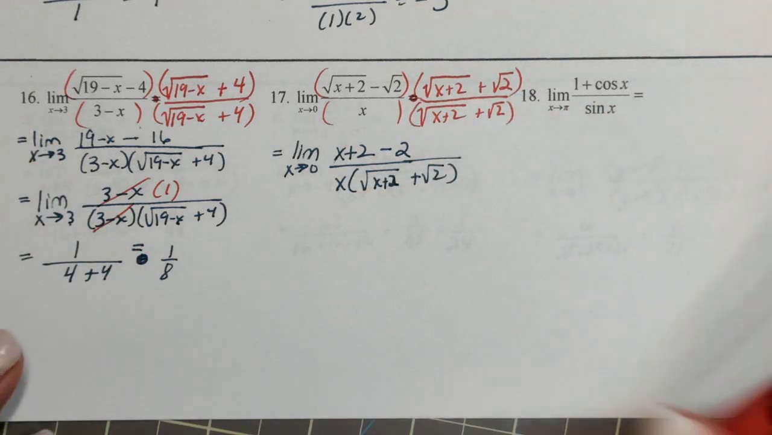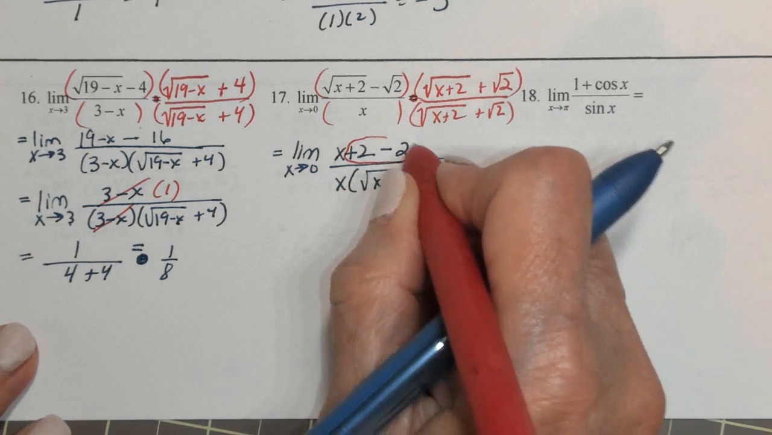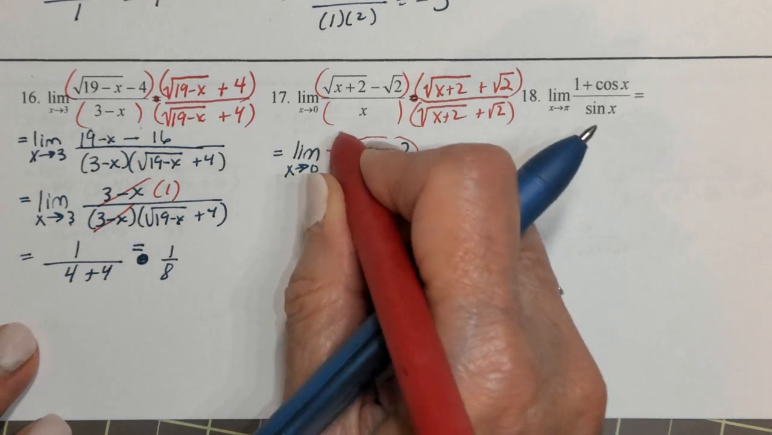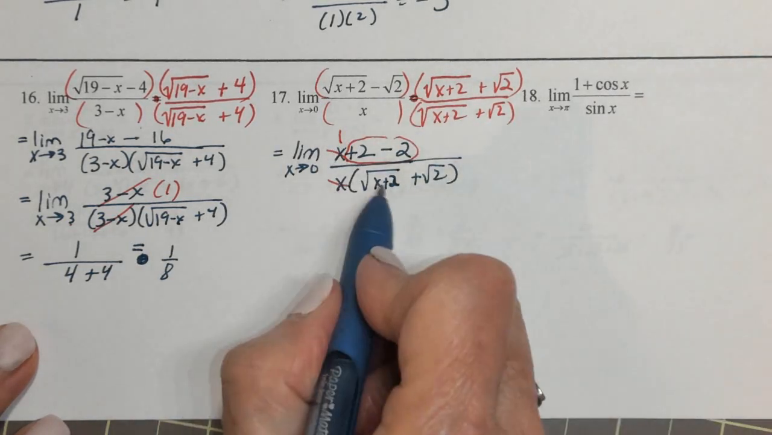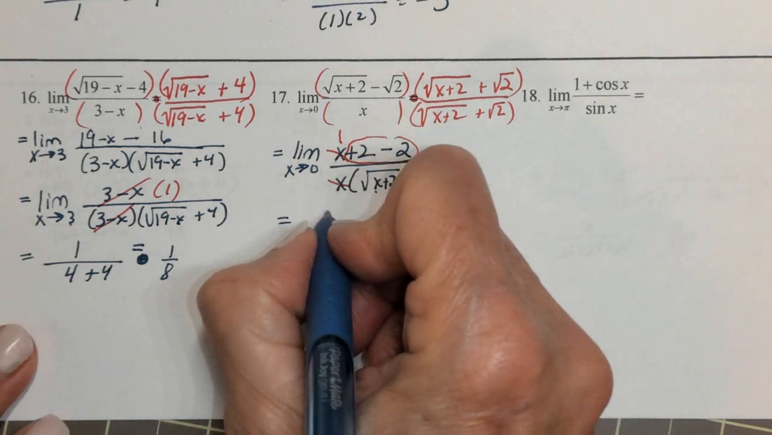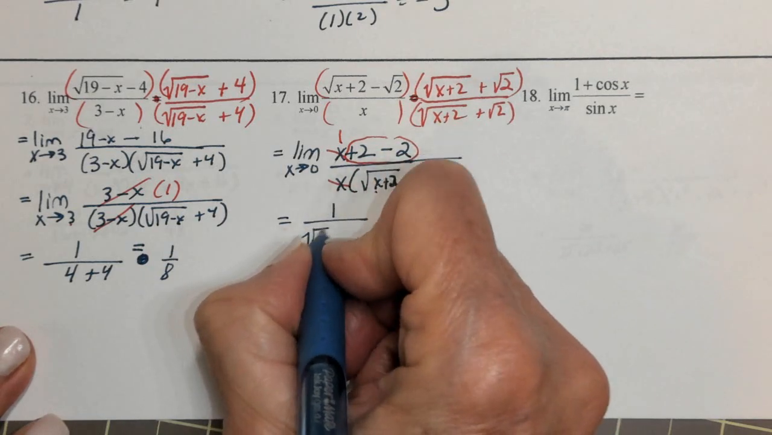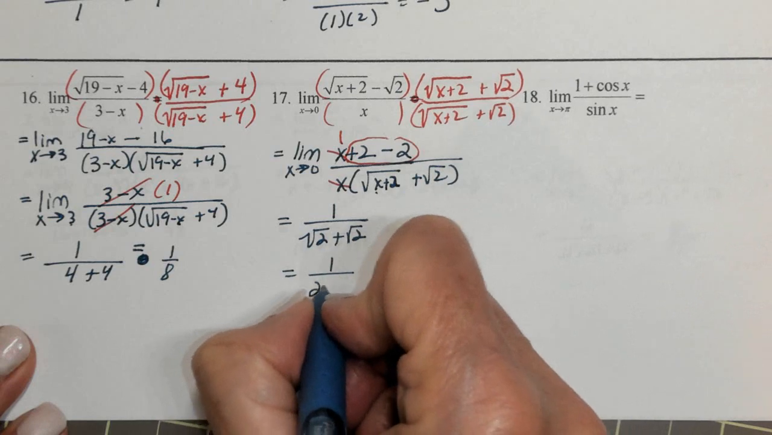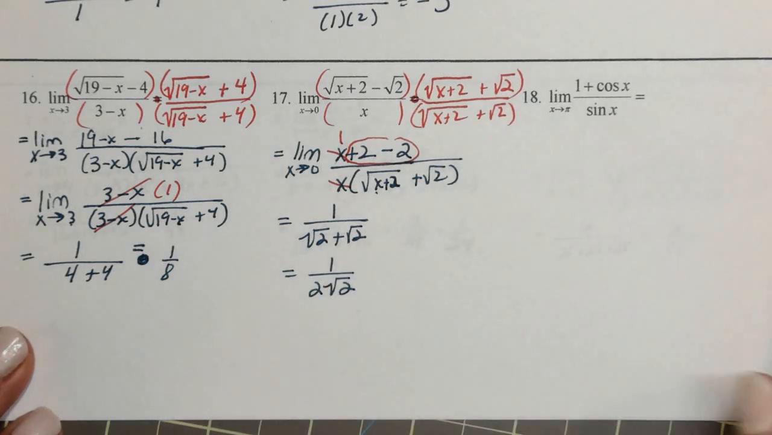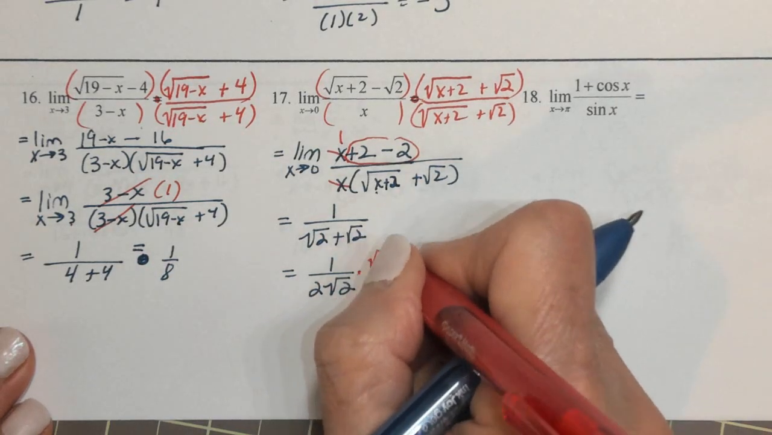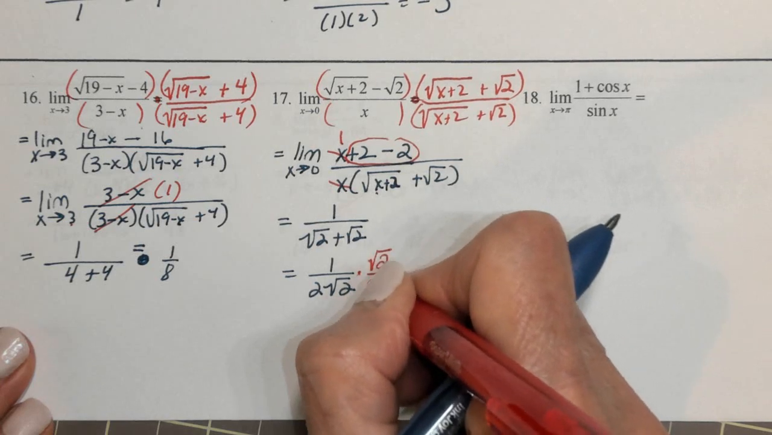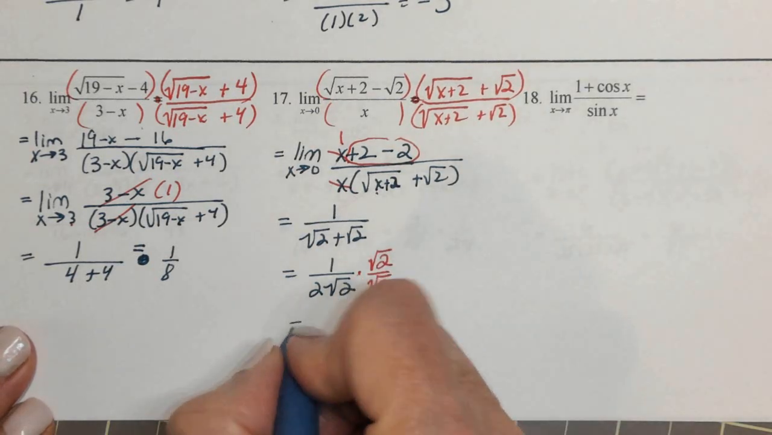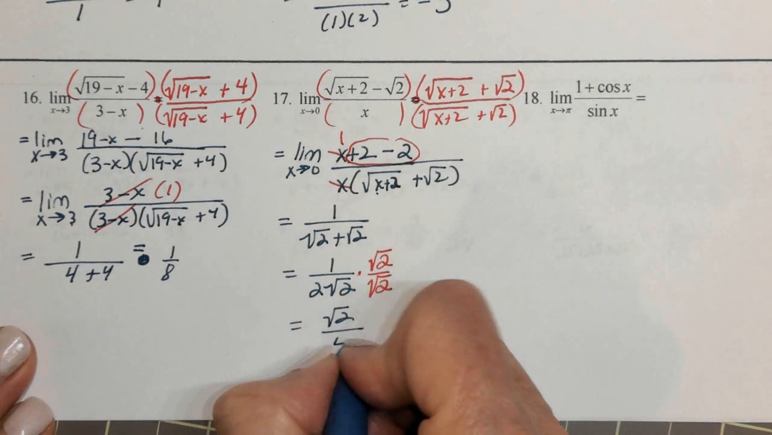Okay, these are 0. The x is reduced to 1. Plug in 0 for your remaining x, and you get 1 over square root of 2 plus square root of 2. That is 1 over 2 square root of 2. Multiply to clean it up. For a multiple choice, we would be needing to clean that up. So that would be the square root of 2 over 4.